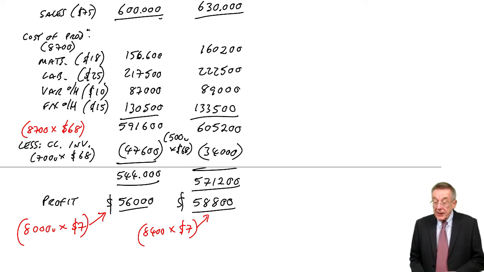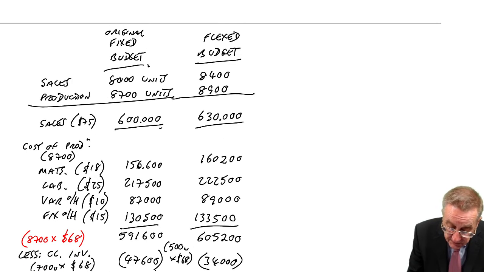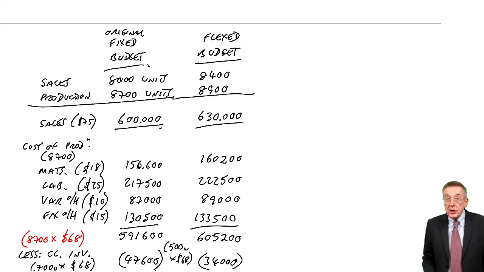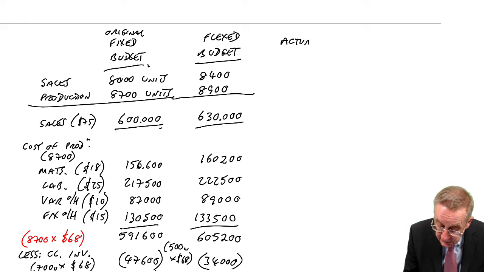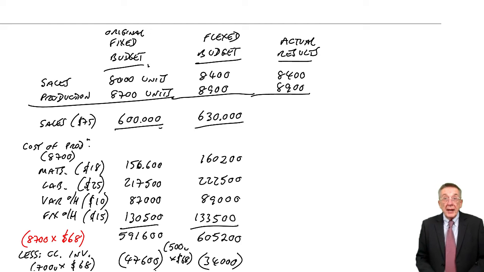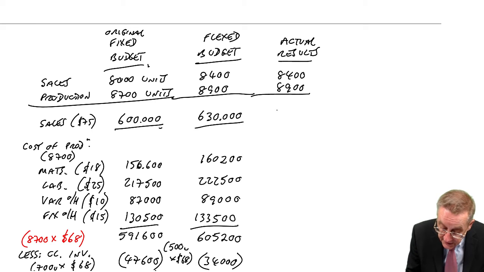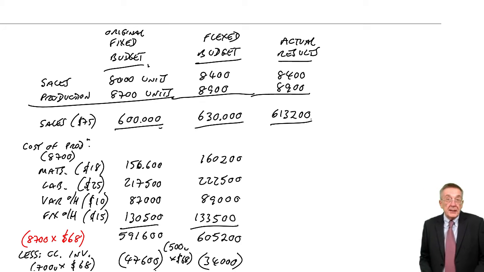However, having done the flexed budget, now it does make sense to compare what actually happened with what should have happened. So let's now look at the actual results. Obviously, we did sell 8.4 and produce 8.9. But how much revenue did we actually earn? The question tells us we sold 8,400 units for 613,200. We'll look at that in a minute, but obviously we got less revenue than we should have expected.